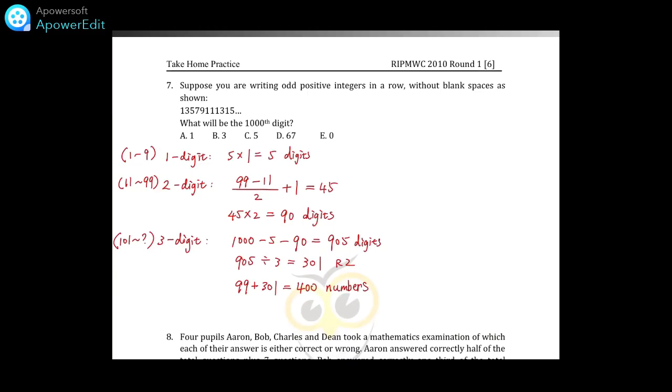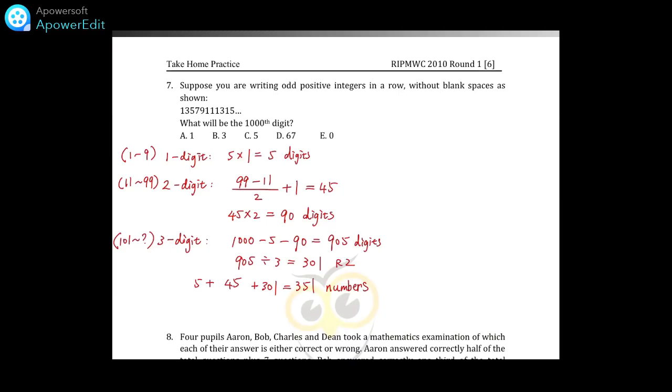Okay, so 400 odd numbers. Let's find the last odd number here. Wait, let's change it. This is not 99 because we only have odd numbers. So the 1-digit count is 5. And the 2-digit count is 45 odd numbers. So it's plus 5 plus 45, plus 301. 351 odd numbers.